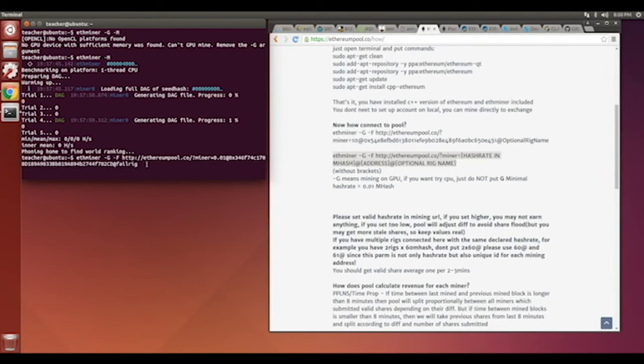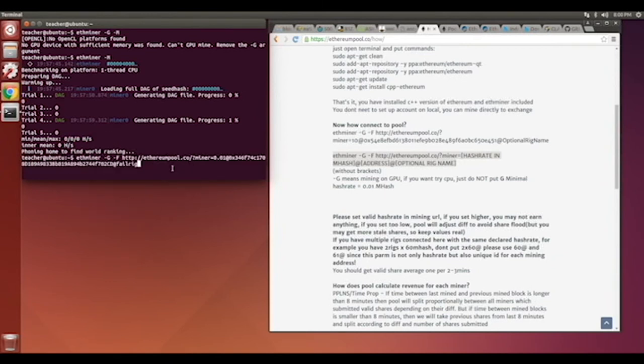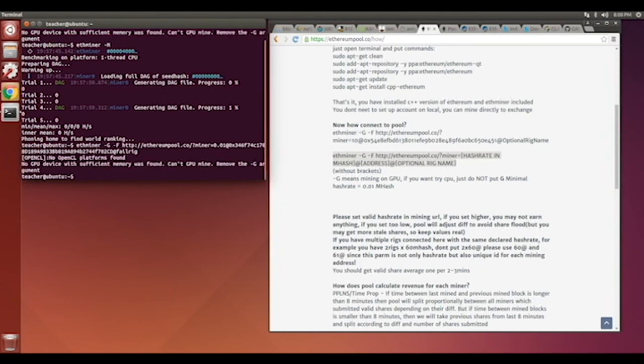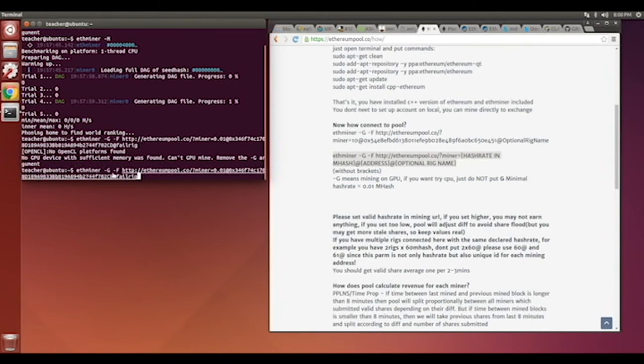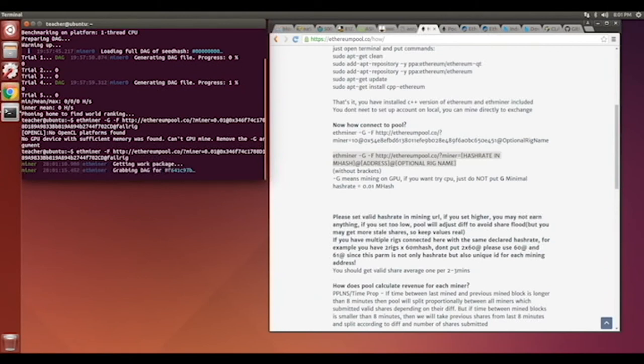I'm guessing this G is not going to work since I don't have a GPU, so I'm going to copy that. I'm probably going to have to resubmit it. Yeah, sure enough. Okay. Can't GPU mine, so let's get rid of that. Okay. So in theory, this should be setting me up as a miner in the Ethereum pool.